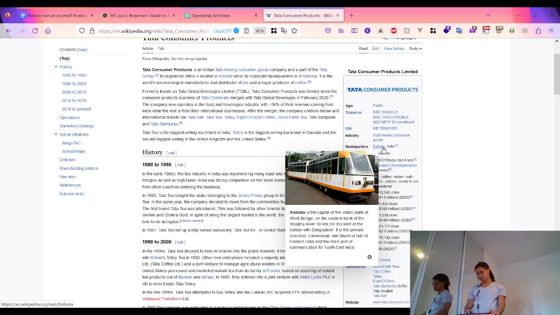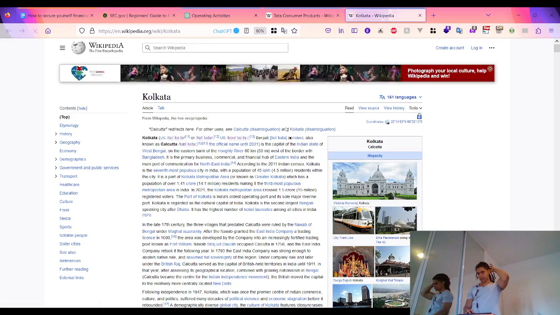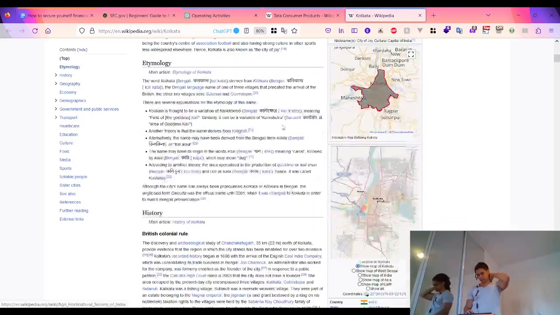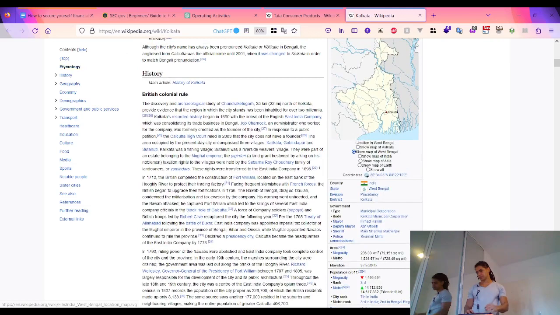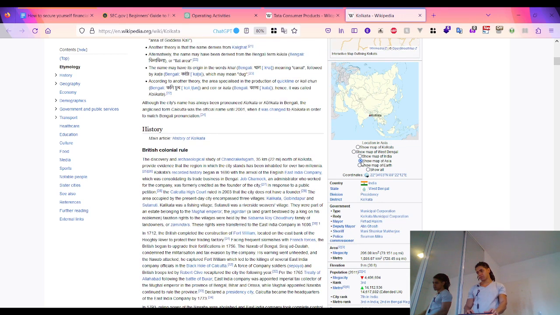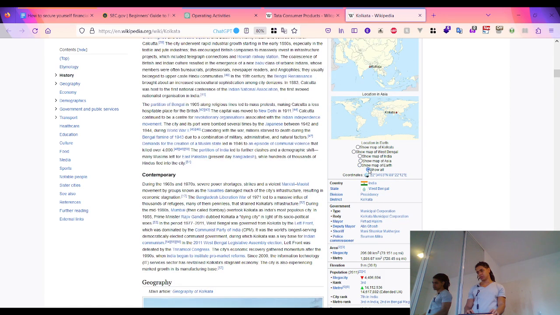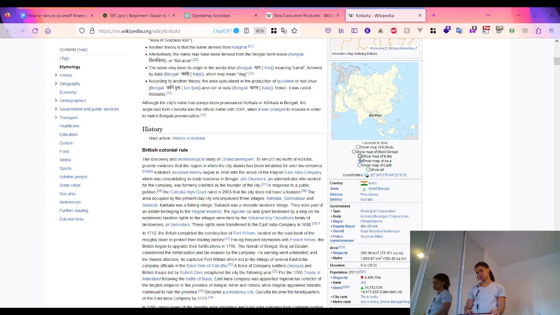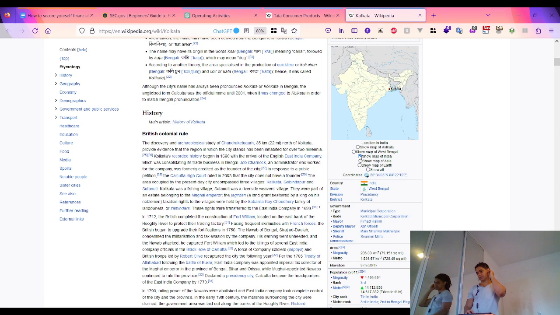Headquarters in Kolkata, India. West Bengal. Kolkata, near Bangladesh. Show map of Asia. Show map of world. Show all. West Bengal. Bangladesh.